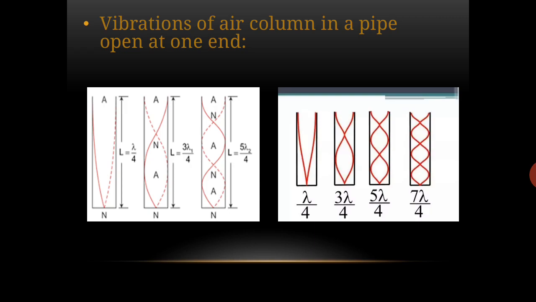Now the vibration of air column in a pipe open at one end. Now consider a pipe closed at one end and open at the other. If a vibrating tuning fork of proper frequency is held near its open end, it sends a longitudinal wave in the pipe. They are reflected from the closed end. The incident and the reflected waves interfere and stationary waves are formed.